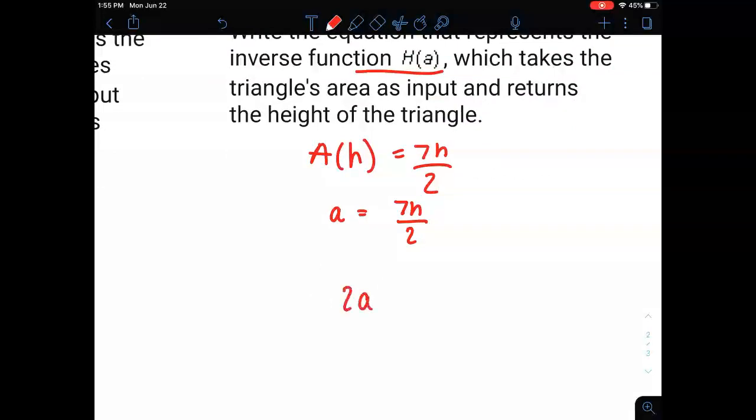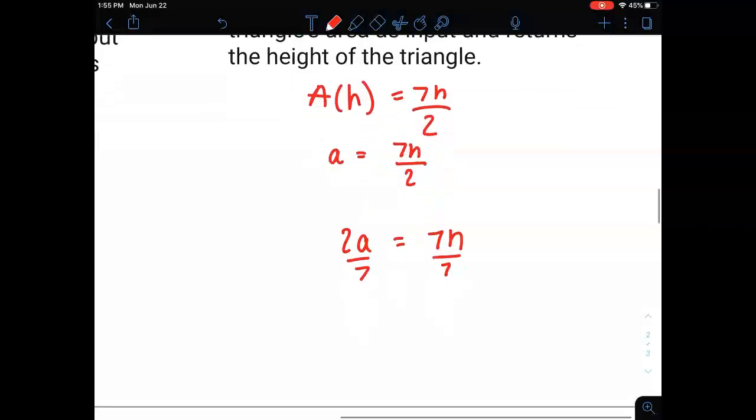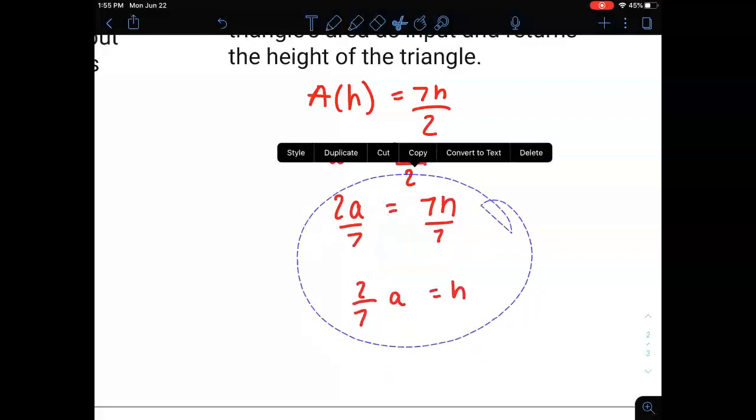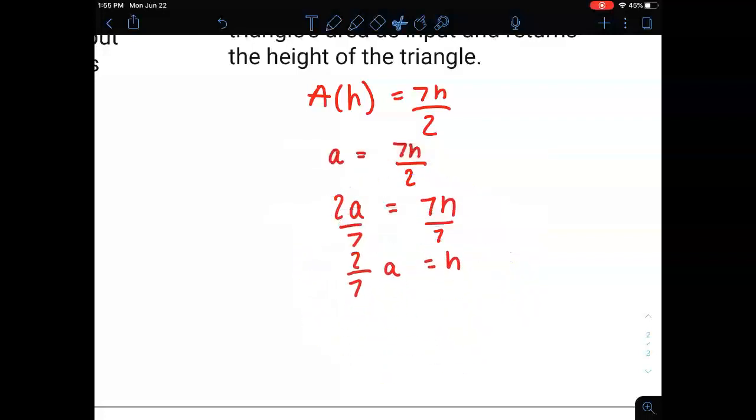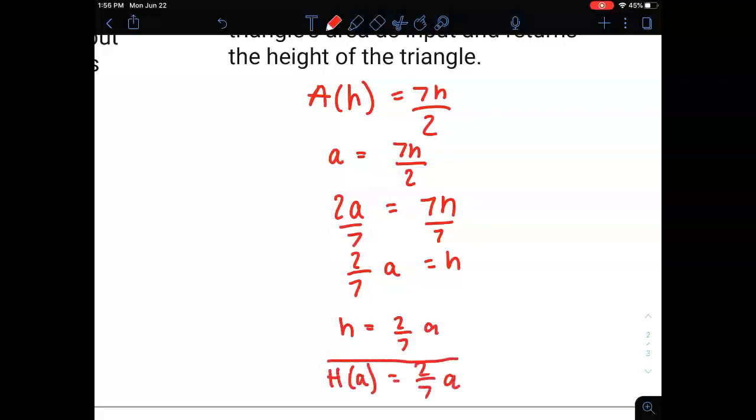So, going to multiply both sides by 2. So, 2a equals 7h. Divide both sides by 7 there. So, 2/7 a equals h. Right, then we're going to flip so that we have h on the left side, so h is equal to 2/7 a, and then we write it as our function. So capital H of a is equal to 2/7 a.